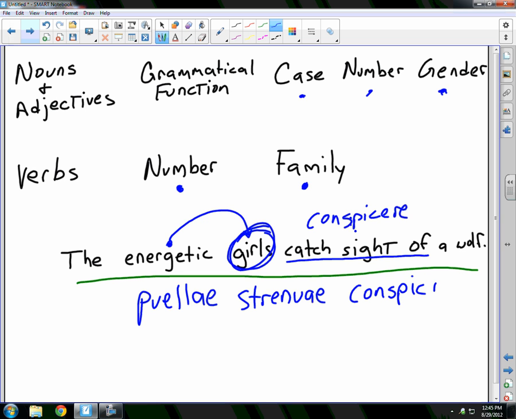So I try UNT. That doesn't look like a word that I've seen in my translations. I try IUNT. That does look like something that I have seen in my translations, so I'm going to leave it. The next word I have is wolf.